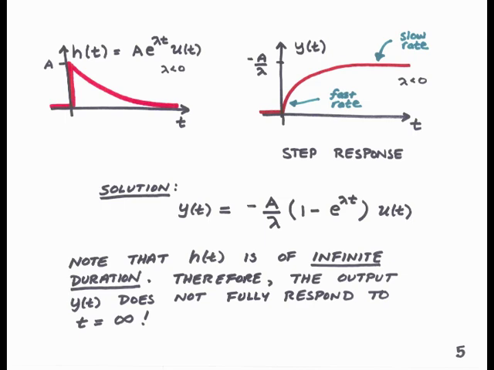The solution here is y of t equals minus a over lambda times the quantity 1 minus e to the lambda t, u of t. Now, since lambda is negative, the negative a over lambda is a positive number. We found this solution by performing the convolution, and that can be easily done using the convolution table. Since h of t is of infinite duration, we know that the output y of t will not fully respond until infinite time. So how do we set a characteristic time for this system, since the duration is infinite?